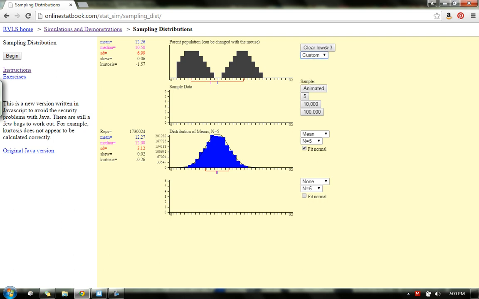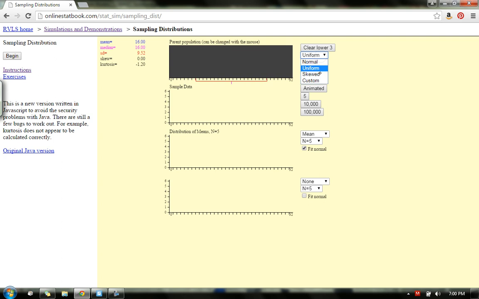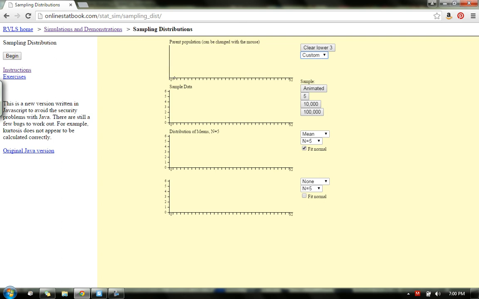So let's do one where it is more like what we saw in the practice example. If I just do, oops, let's try to make this a little bit different.